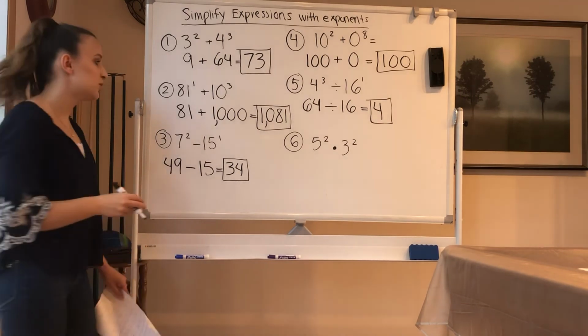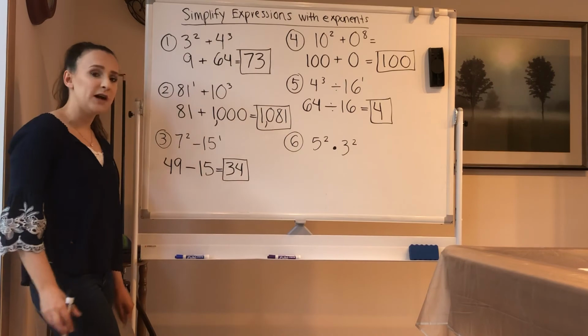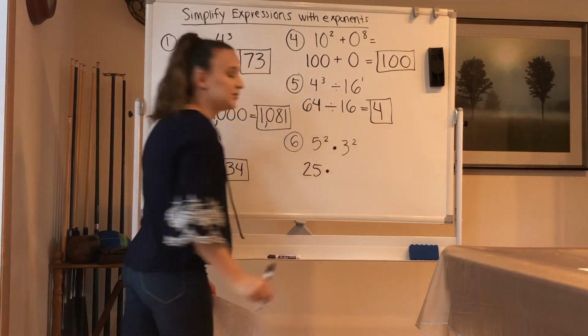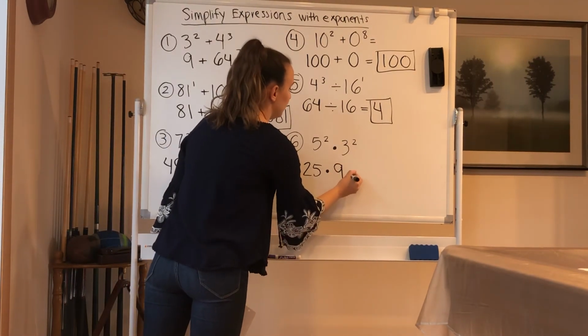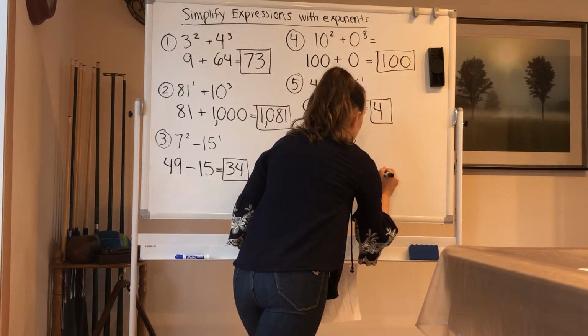And last but not least, we have 5 squared times 3 squared. 5 squared is 5 times 5, which is 25, times 3 squared, which is 3 times 3, and that's 9. 25 times 9 is 225.